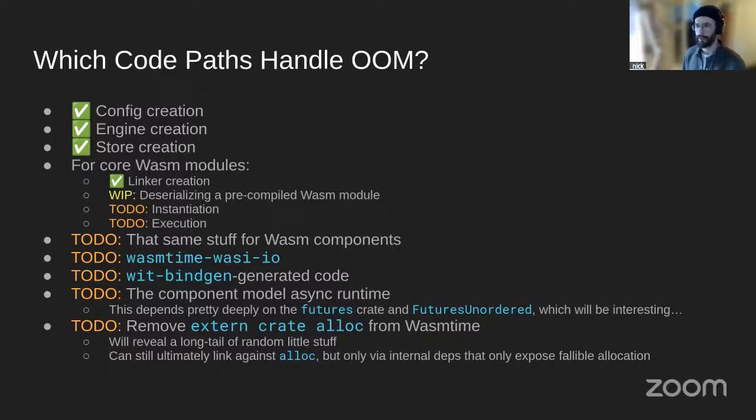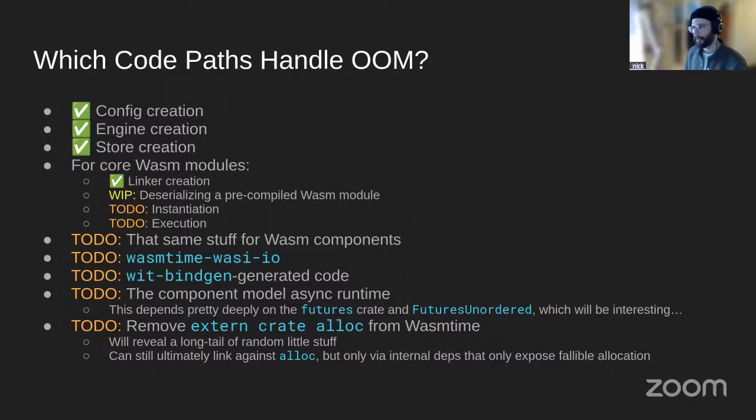Next up is going to be instantiating that Wasm module, and then after that, executing the Wasm module, and then we've got to do all that same stuff again for components, and then handle Wasmtime WASI IO and the bindgen so that we can start covering WASI APIs. And then at some point, we're going to have to deal with the component model async runtime. This one does really depend on the futures crate, at least right now, and the FuturesUnordered combinator within, which is almost like a little mini async executor.